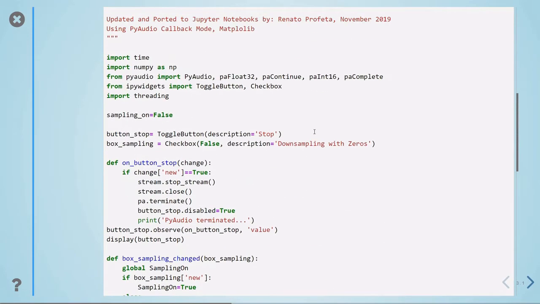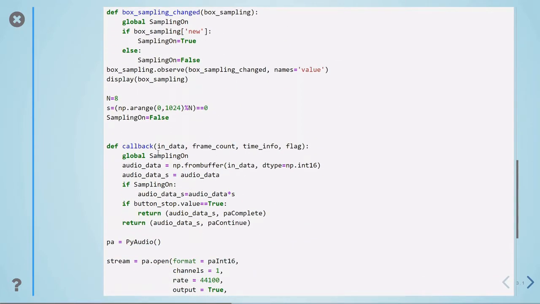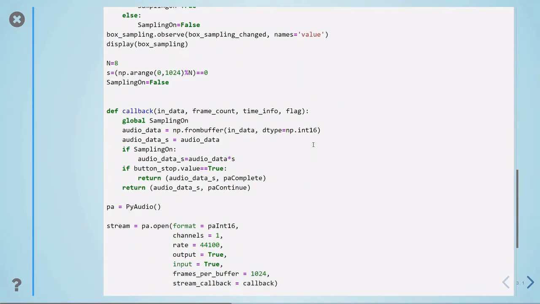Here I am using PyAudio now in callback mode. If you've been following our tutorials, you've seen we've been using PyAudio in blocking mode, where we have this stream read. In this case the callback will be called every time we have samples, and then we can make some changes to this data and also play it back.